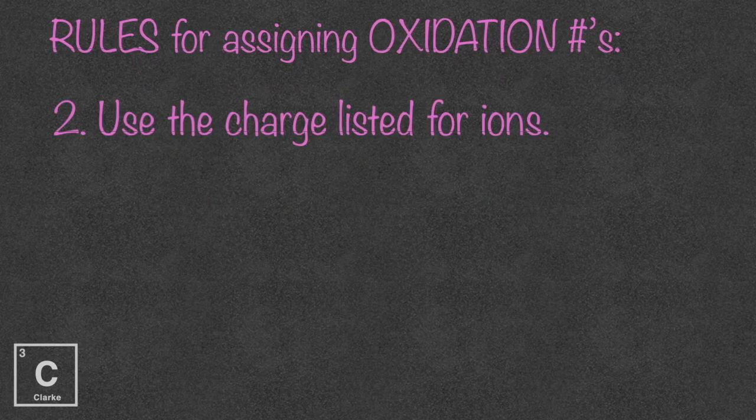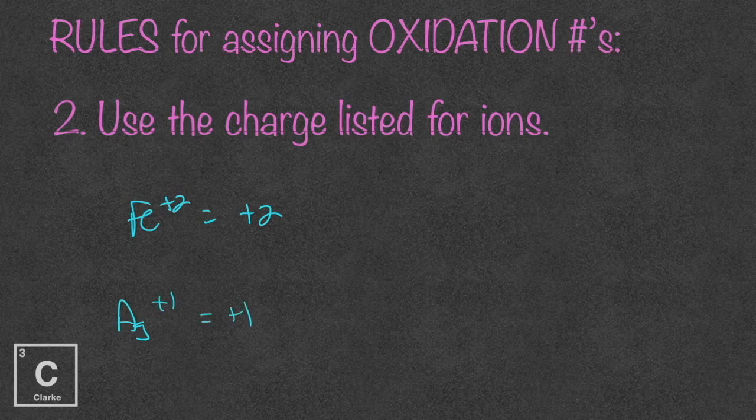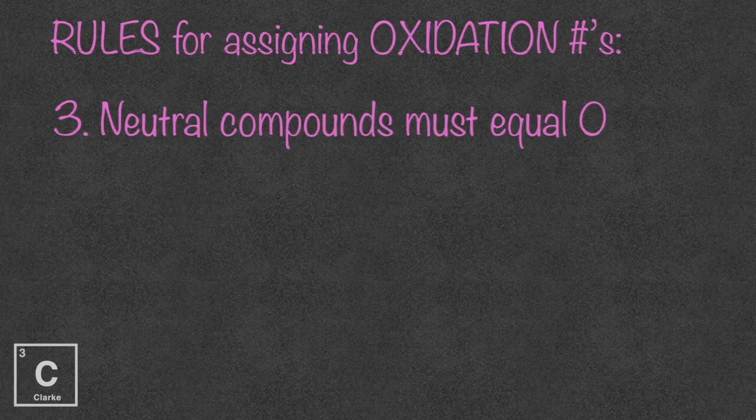Now, if you have an ion and its charge is listed, use that listed charge. A lot of times we'll have iron. It'll say a +2. Well, that's a +2. Or if we've got gold and it's saying it's a +1, then it's a +1. Use the charge that's listed for ions. Sometimes that'll happen. Now, this is what you're going to need to use when you're in that last stage of figuring some of them out.